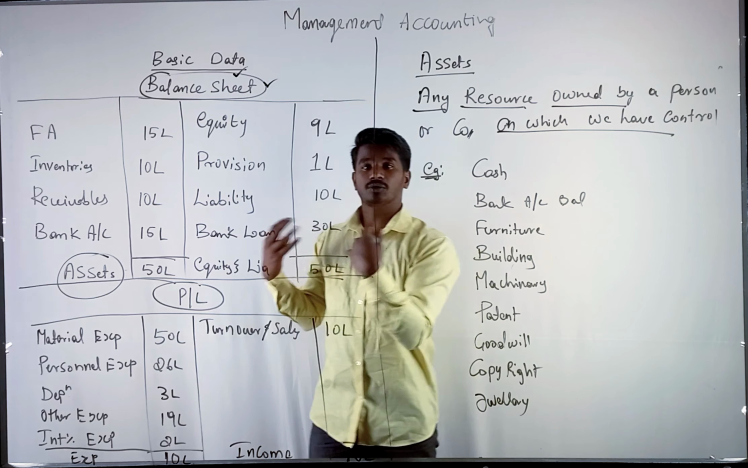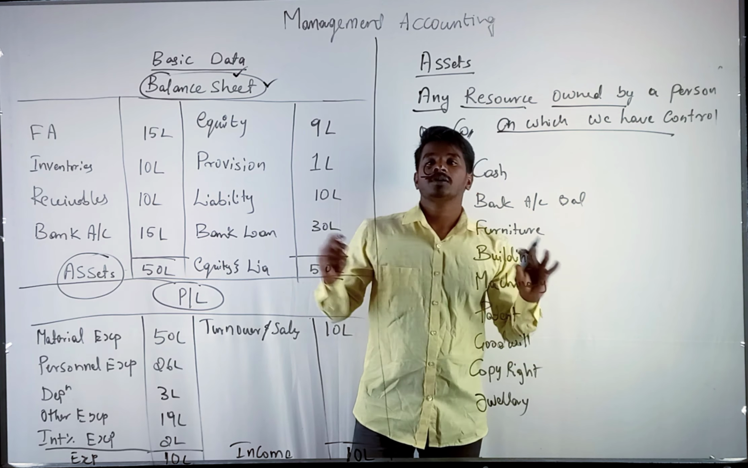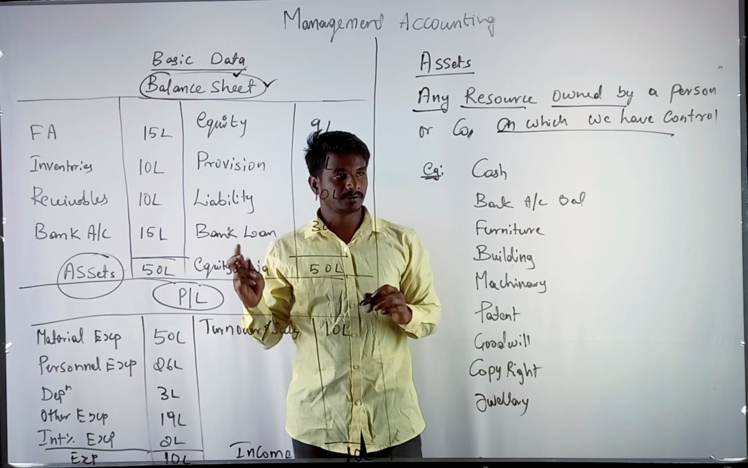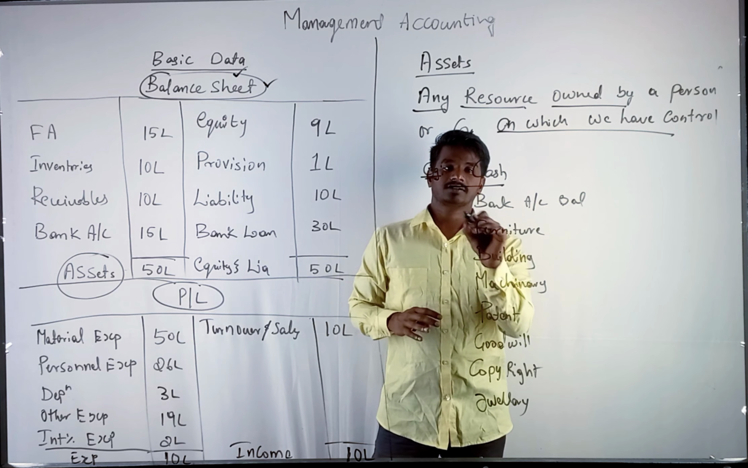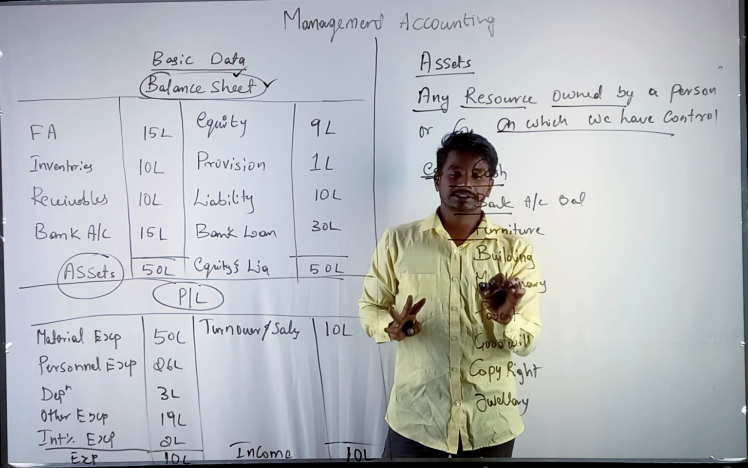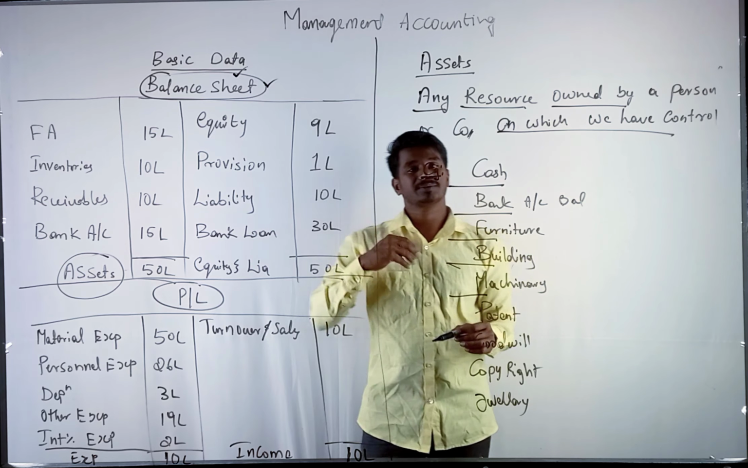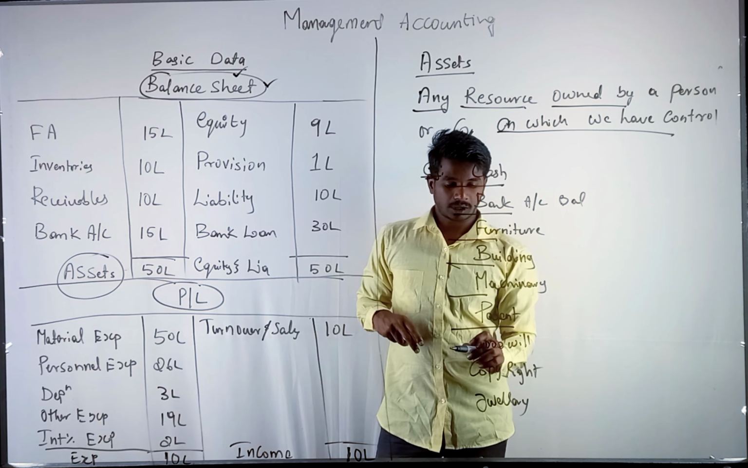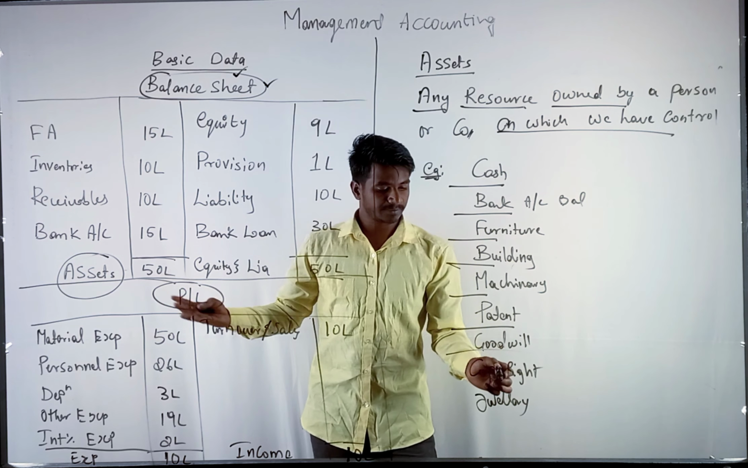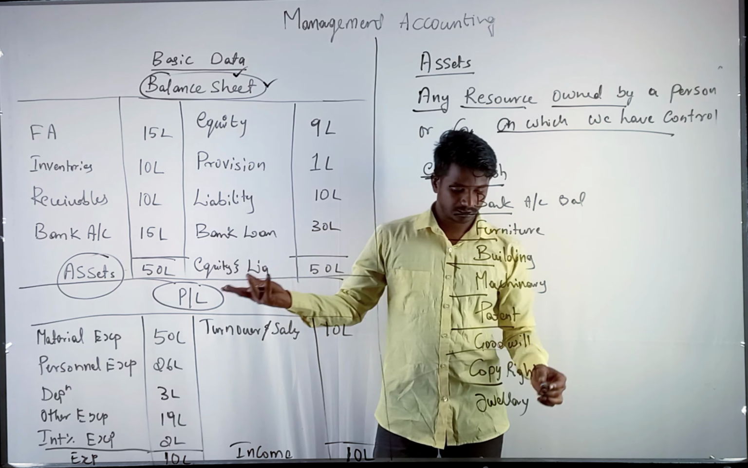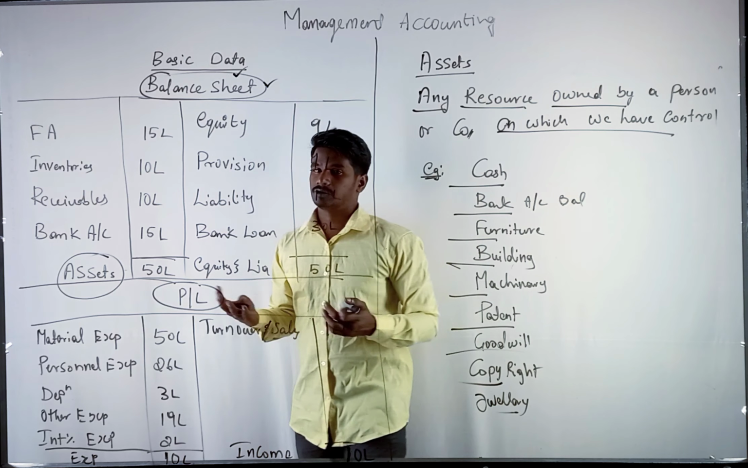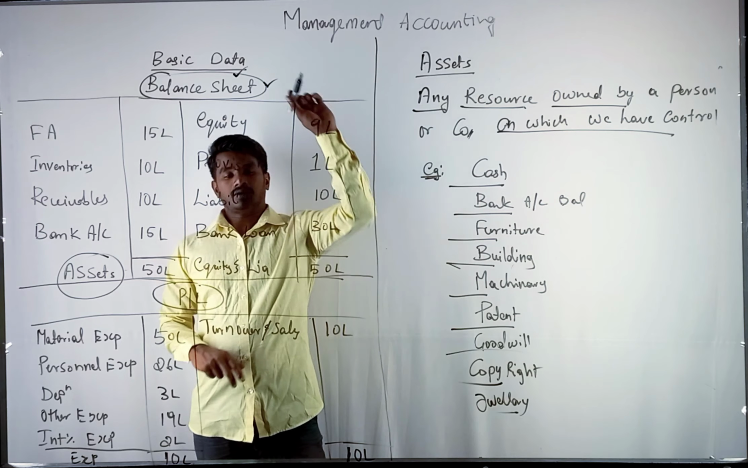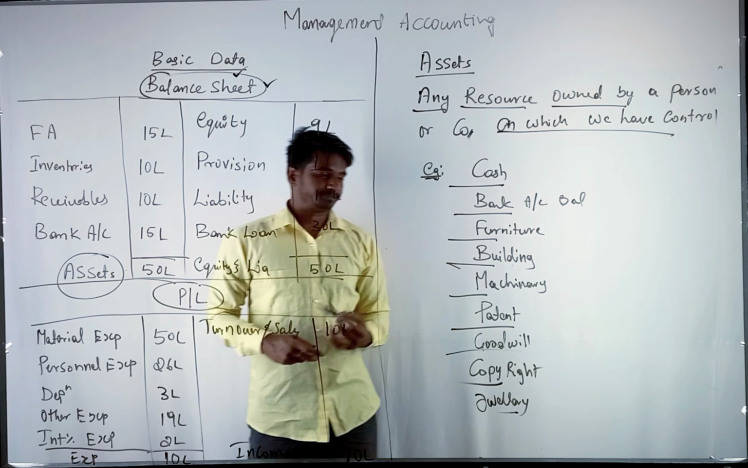It may be your mobile phone, it may be your laptop on which you have control, that will be your asset. Fine. That may be cash, bank balance, furniture, building, whatever the machinery used in your company, patent if you have any, goodwill of the company, copyright if you have anything, jewelries also become assets. These are the assets. Then what is liability?